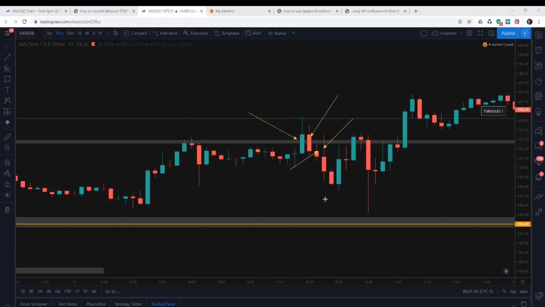But then again, you have to do your own testing. You have to see it happen over and over again yourself. And then you're going to get more confident in taking these trades.